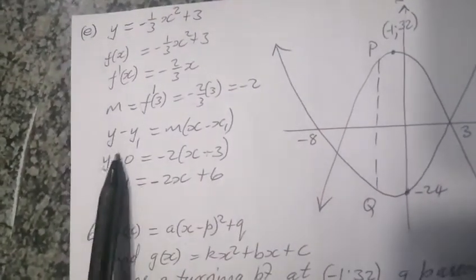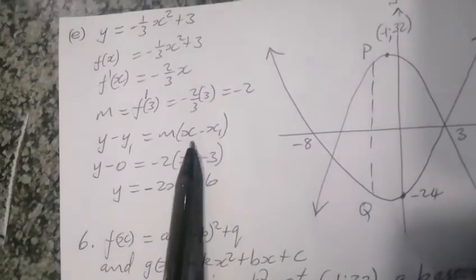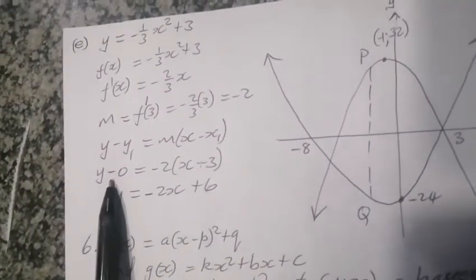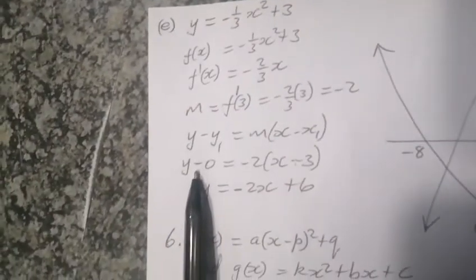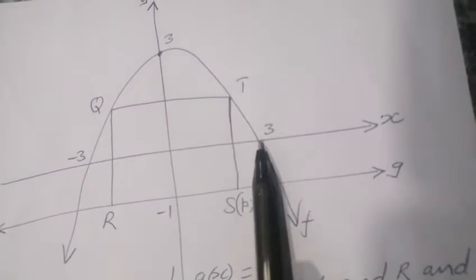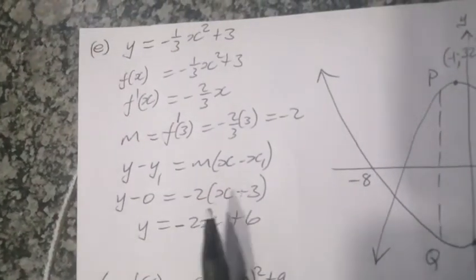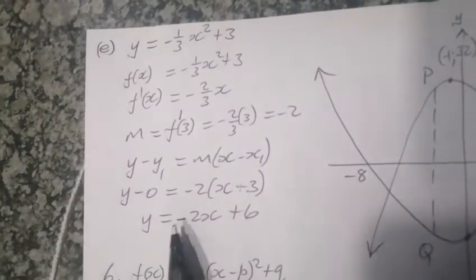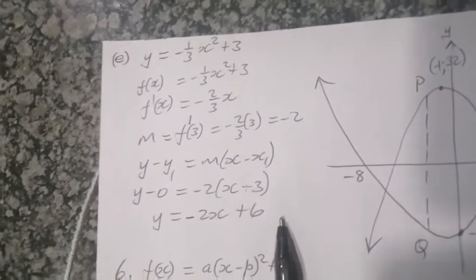So using the formula that we all know, y minus y1 is equal to m into x minus x1. We are talking about a point that we referred to as this point, and it's 3 and 0. The coordinates there are 3 and 0. So the y is 0, so it's y minus 0 is equal to minus 2 into x minus 3, which then reduces to y is equal to minus 2x plus 6.